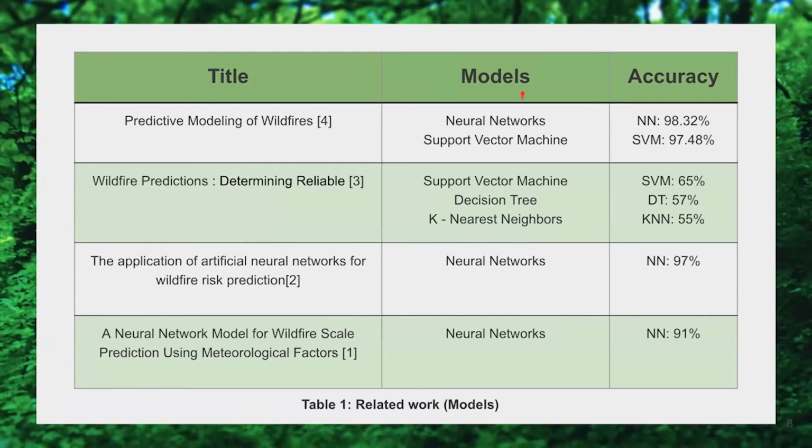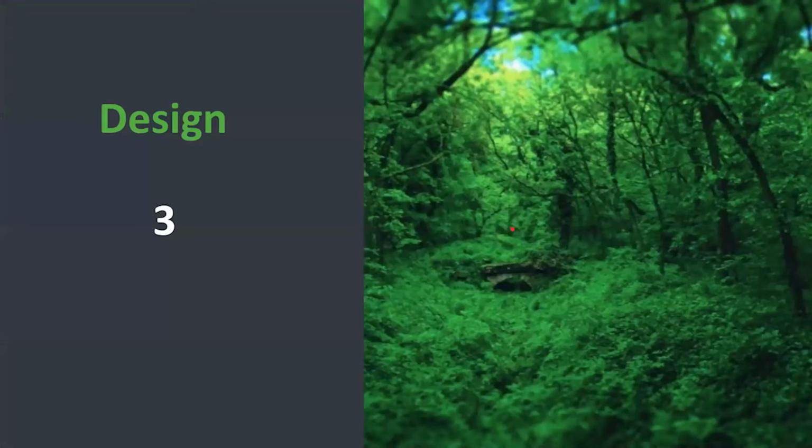So moving on to model related work. There's a lot of information here, but I mainly just want you to look at the center column right here with the models. And you can see that neural networks and support vector machines came up quite a bit with fairly high accuracy. So it played a big role in our choice of models. All right, now on to Kaylee with design.